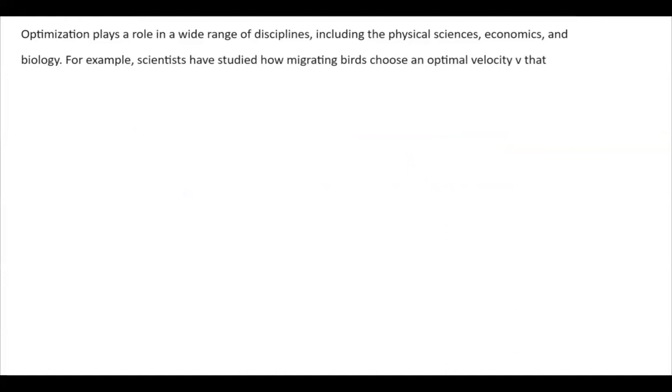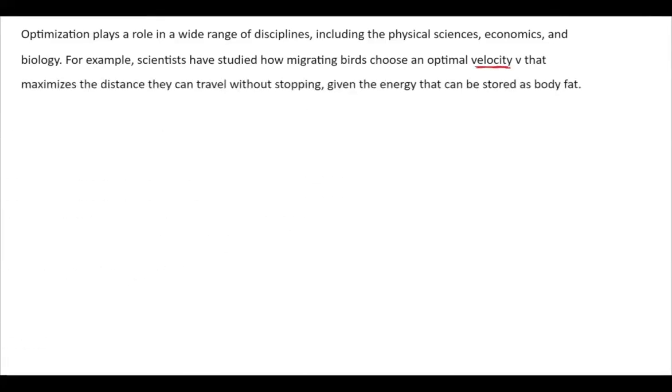For example, scientists have studied how migrating birds choose an optimal velocity v that maximizes the distance. So the distance as a function is maximized. They can travel without stopping, given the energy that can be stored as body fat.